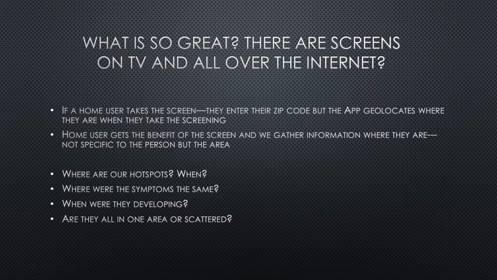The home user gets the benefit of the screen, which they would anyway, but we gather more intel and information of where they are, not just the person. We're not trying to find that one person, but the area. If we gather enough information, we can find our hotspots. We can find when they happen. We can find areas where the symptoms were the same or if they were different and when they started developing, and if they're all alone in one area or if they're scattered all over the place. So that alone just gives us something to work with and share data as far as mitigating the circumstances of the situation.